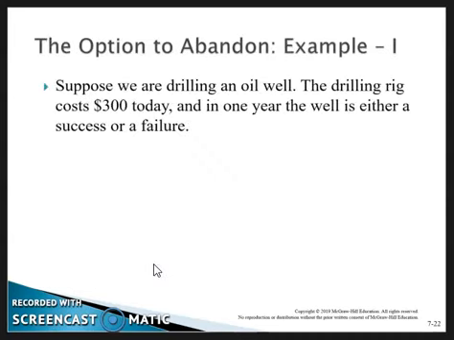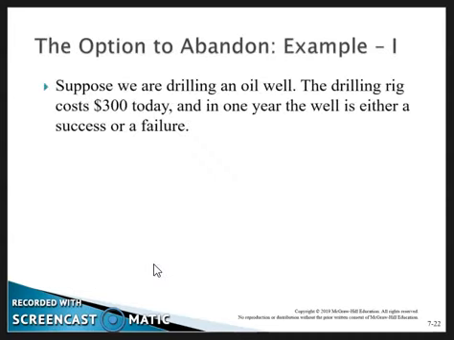But now we can look at the option to abandon. This is our first decision tree. Our first decision is drill or not drill. Then we have success and failure. Success pays $575. In failure, we have two options. We can just keep the rig and not do anything, which has a present value of zero, or we can sell it for $250. So the firm has two decisions to make: drill or not drill, and then abandon or stay. The last one comes only in the event of failure.